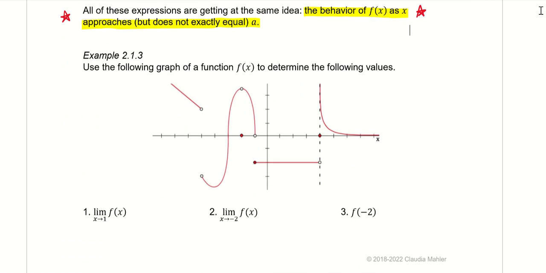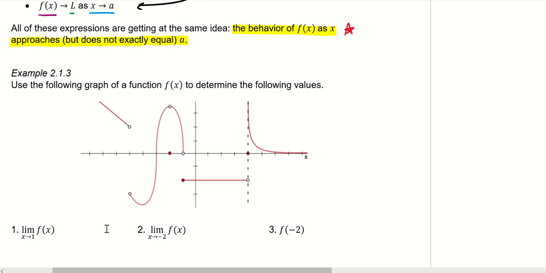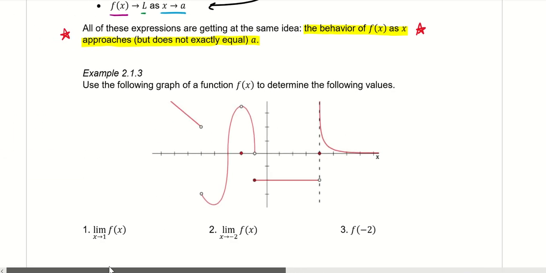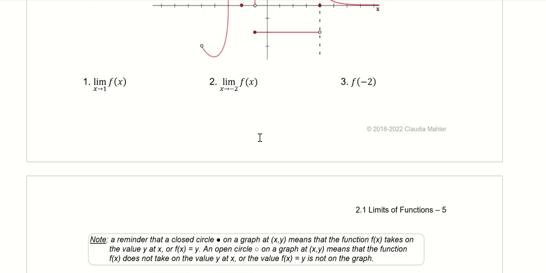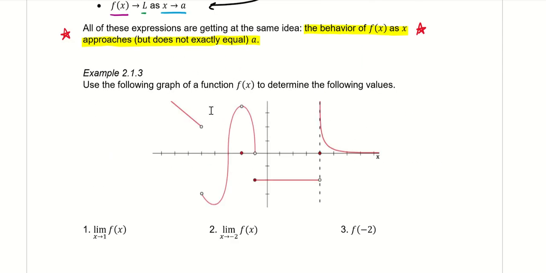So I'm going to leave that definition up there, and let's take a look at a couple examples using this picture. On the bottom of page 4, I have this picture of a function. For those of you who are familiar with the term, this is a piecewise function. If you're not totally sure what that means, we'll talk about it in more detail later. But for now, this is the graph of the function f of x.